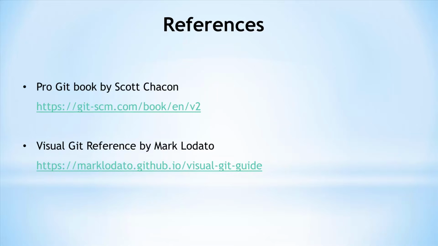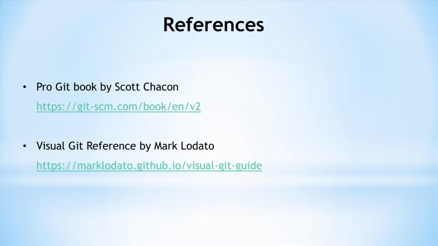References. The primary reference for this video is the fantastic Pro Git book by Scott Chacon, which has been made available for free under a Creative Commons license. Another site I found immensely helpful is the Visual Git reference posted by Mark Lodato. This site maps the most common Git commands to diagrams just like I'll do in this video.